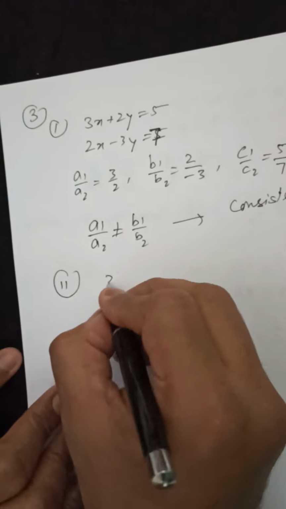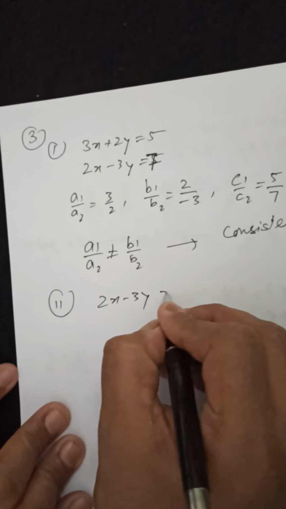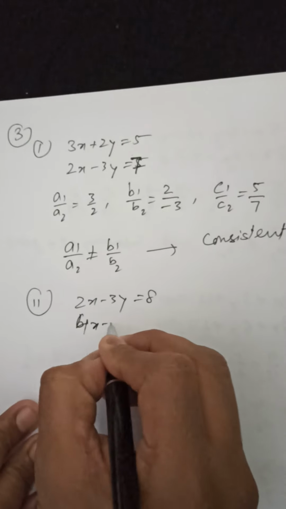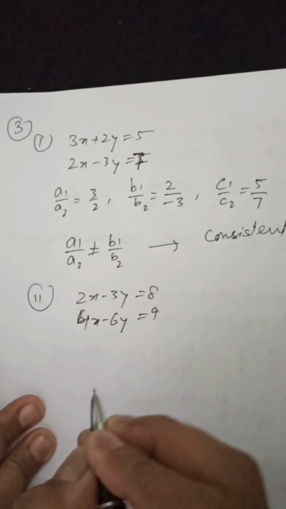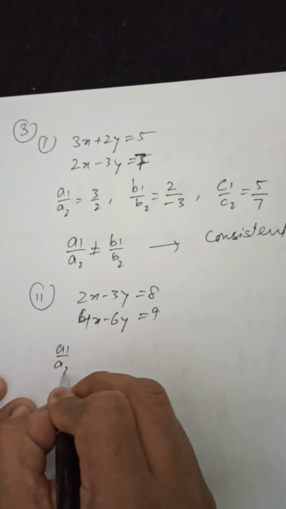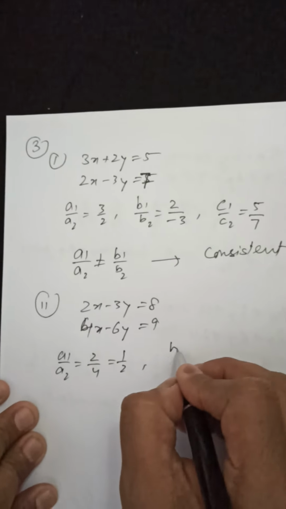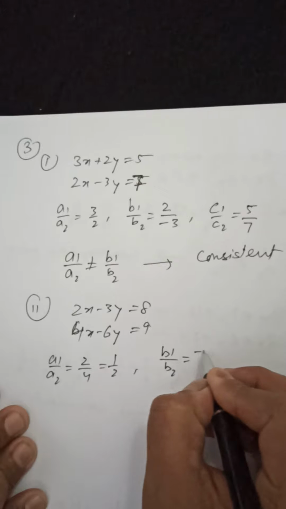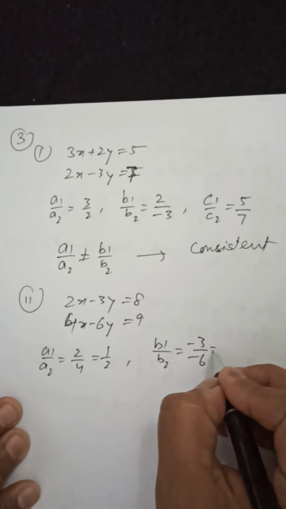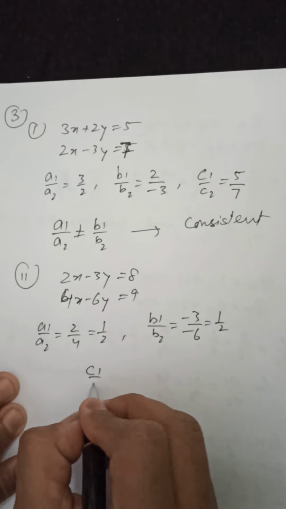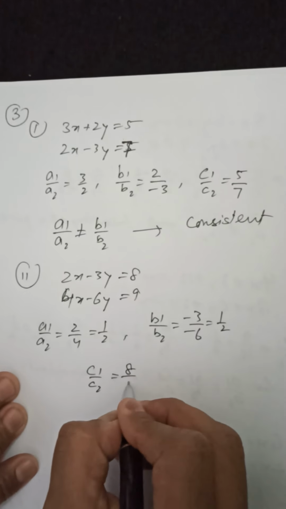The second one, 2x minus 3y is equal to 8 and 4x minus 6y is equal to 9. a1 upon a2, that is 2 by 4, will give you 1 by 2. b1 upon b2 is minus 3 by minus 6, which will also give you 1 by 2, and c1 upon c2 will give you 8 by 9.